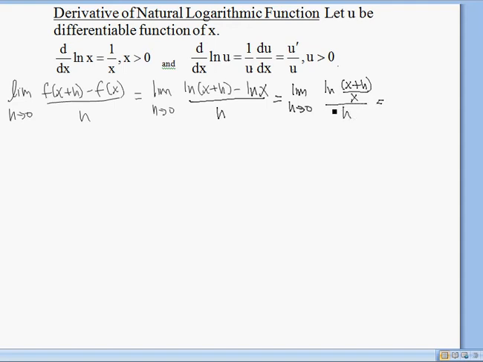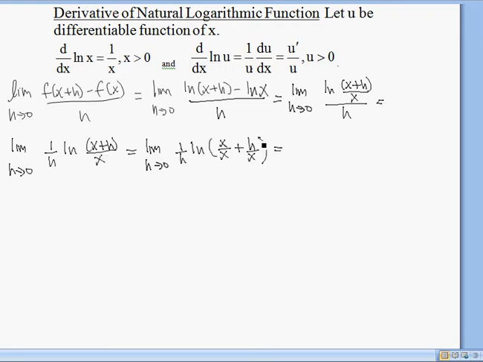So let's rewrite that. I'm just going to put this 1 over h in front. So I'm going to write this as the limit as h approaches 0 of 1 over h times the ln of x plus h all over x. And I'm just going to break this fraction up into two different fractions, x over x and h over x. So I'll show you that now.